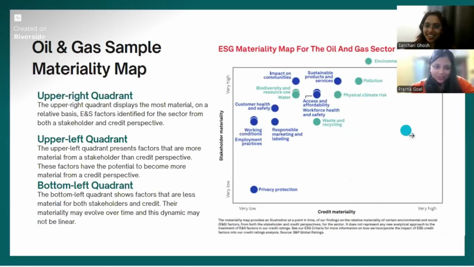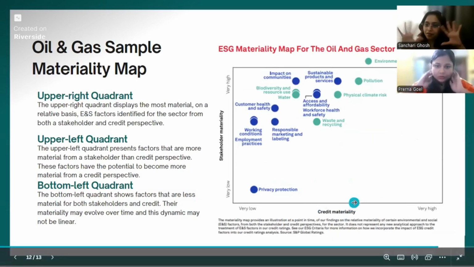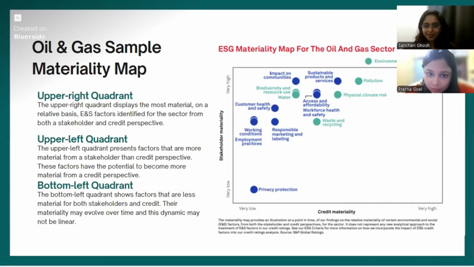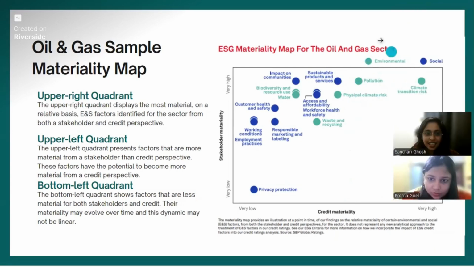Okay. Got it. This is an example I had taken from one of the documents SASB has as a research module, and they explain the difference between the upper right, upper left and bottom left quadrants. This is nice. So these are this year's most material topics: pollution, climate risk, physical climate risk.